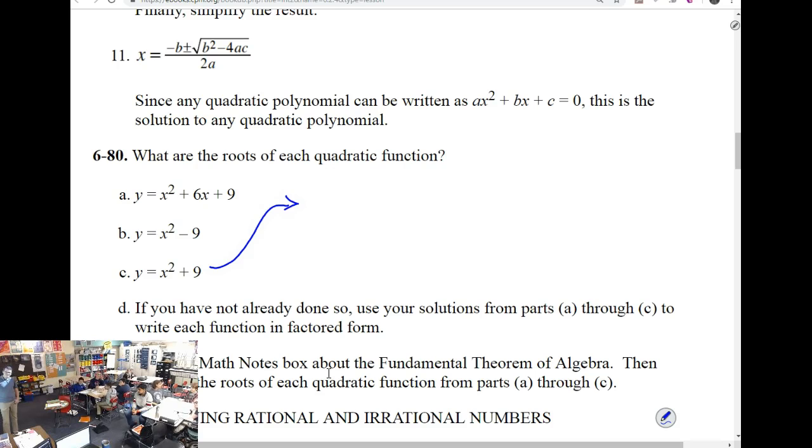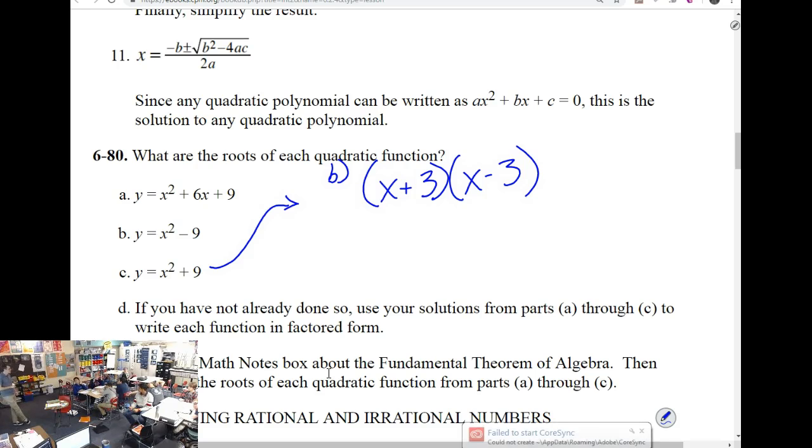So B was x plus 3, x minus 3, because it's a difference of squares. Now just solve that and there's the answer. And C, yeah.